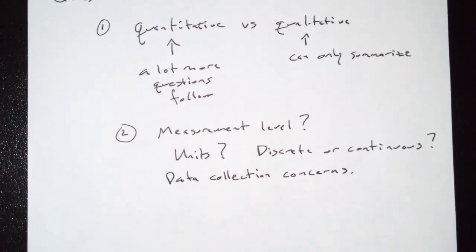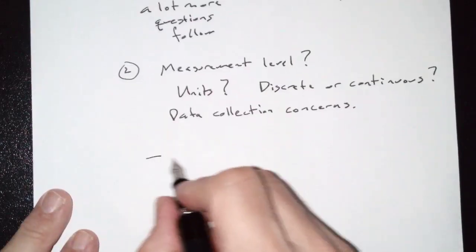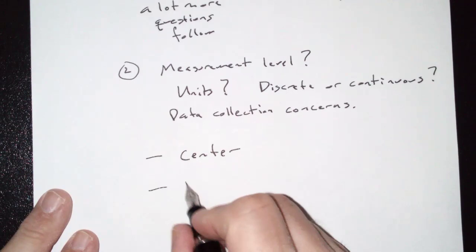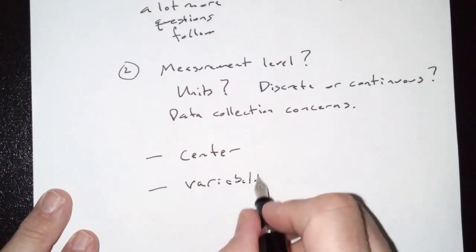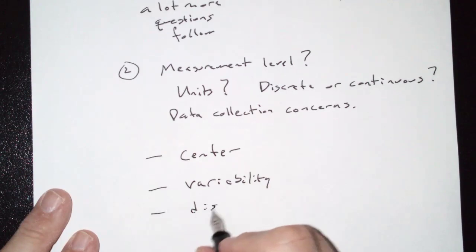But now, let's assume for the moment I'm happy with the way we collected the data. I know what the units are. I have decided whether this is discrete or continuous, and I can make some sort of visual. Well, then we have to decide what things are important about that visual. What do I want to look at? And with quantitative data, most often, the things we want to look at are center, variability, and distribution.